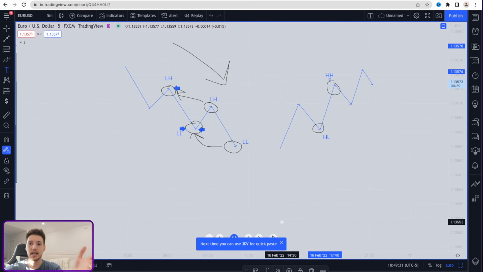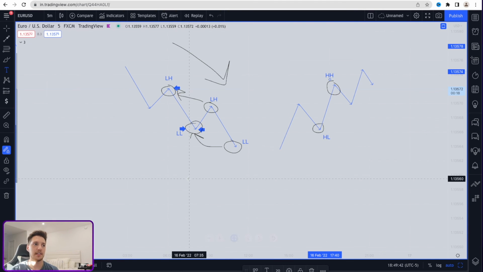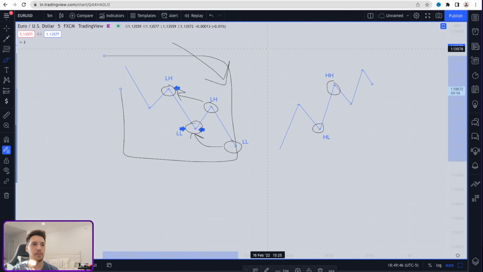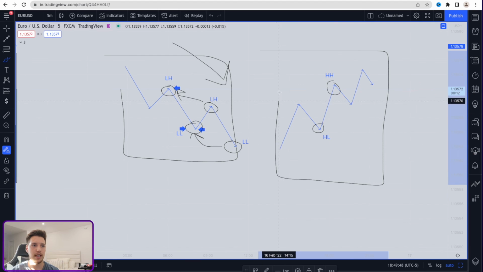So with that being said, guys, I wanted to just go straight to it for you guys to understand what market structure is. This right here is the overall concept of market structure for a bearish scenario. In this case, this right here is going to be a bearish scenario, and for a bullish scenario, this is going to be a bullish scenario.